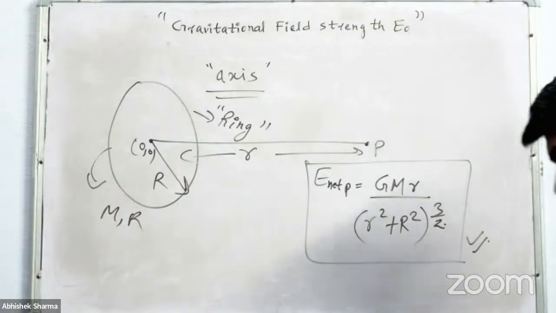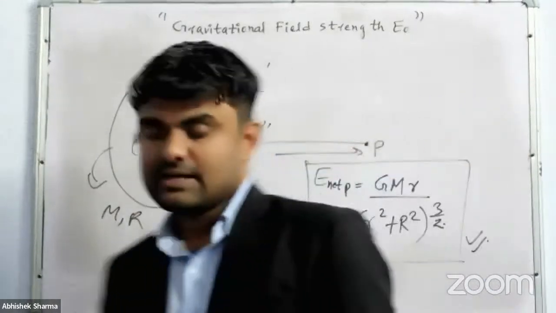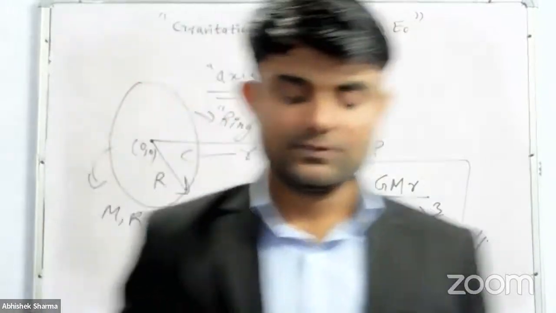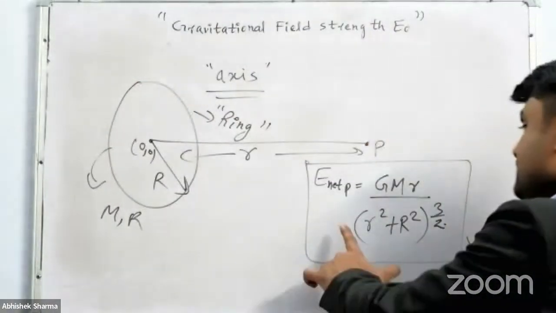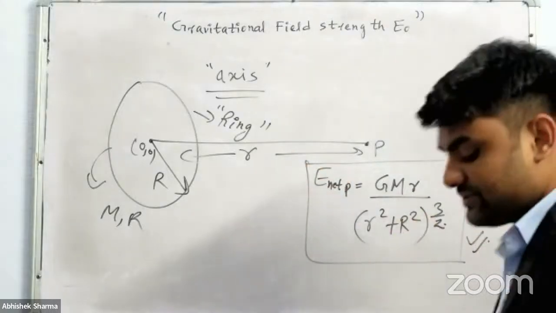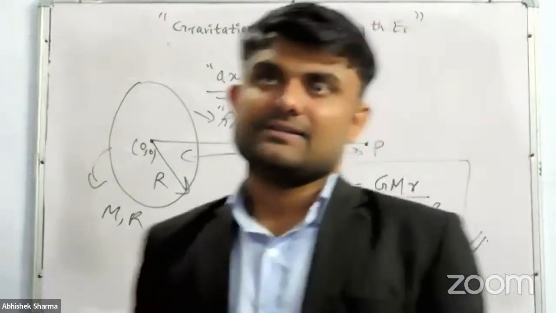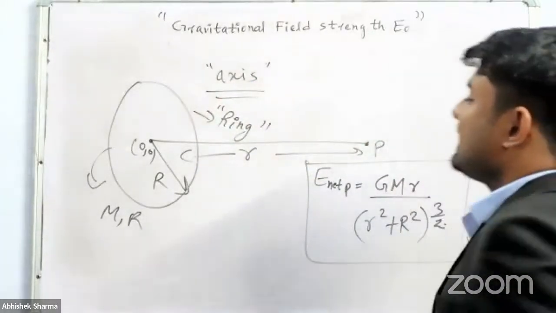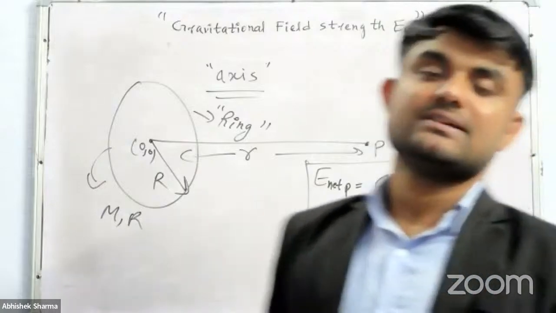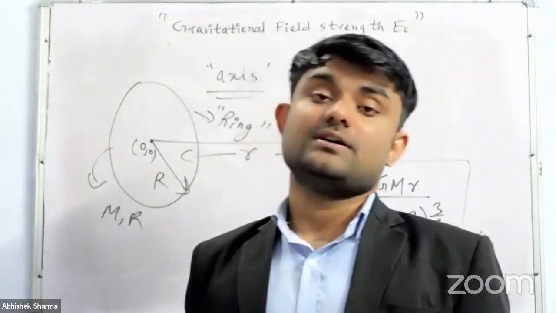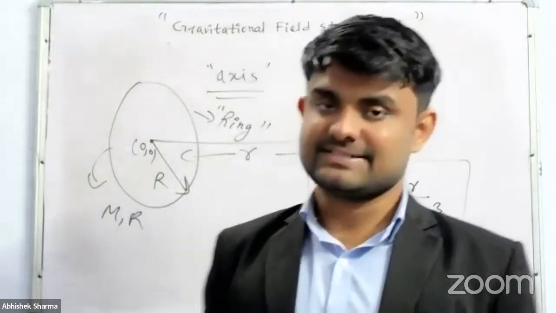Now the question arises: if you have this formula for the gravitational field strength or intensity at a distance small r, G M r upon (r square plus R square) to the power 3 by 2, the examiner can ask at what r on the axis the point must be situated such that the gravitational field strength or intensity rises to its pinnacle, that is, the maximum.